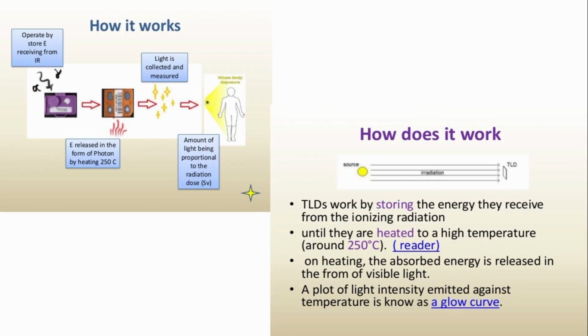So how it works is: receiving radiation, then release of photons, light is collected and measured, and your dose is recorded. How does it work? TLD works by storing the energy they receive from ionizing radiation until they are heated to a high temperature, around 250 degrees Celsius. This happens in the TLD reader. On heating, the absorbed energy is released in the form of visible light, and a plot of light intensity emitted against temperature is known as a glow curve. We will see what the glow curve is in our next lecture.